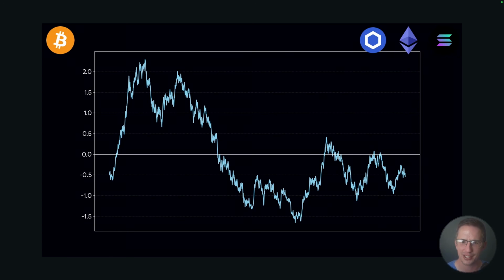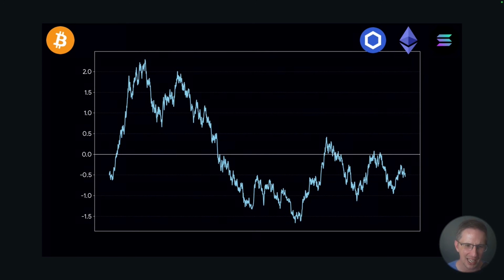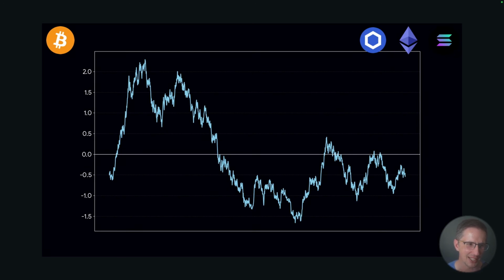Now, I don't think these were the exact assets I used for this chart, by the way. This is just here as an example of what you might get out. But when you look at this, you say, I'm not sure I want to trade that. I mean, let's say this is Bitcoin in relation to Chainlink and Ethereum and Solana. You might say, okay, well, when Bitcoin's at plus 1.5 or plus 2 and negative 1.5, I'll either go short or long on it, and then do the opposite with the other assets.